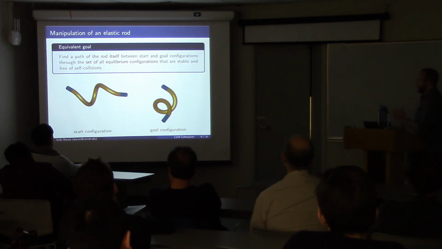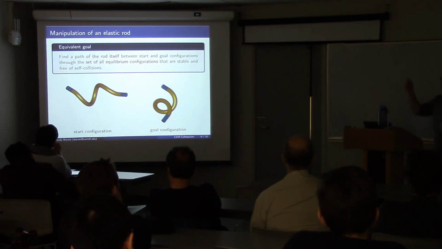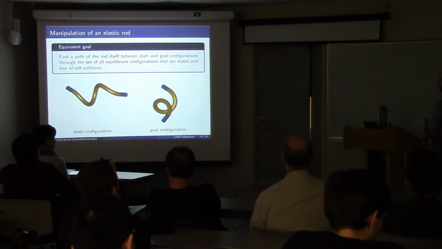So this is the problem we're going to solve. We're going to ignore the grippers, find a path of the rod itself. Once we have that, the grippers just follow the ends of the rod. We can back out what their trajectory should be.